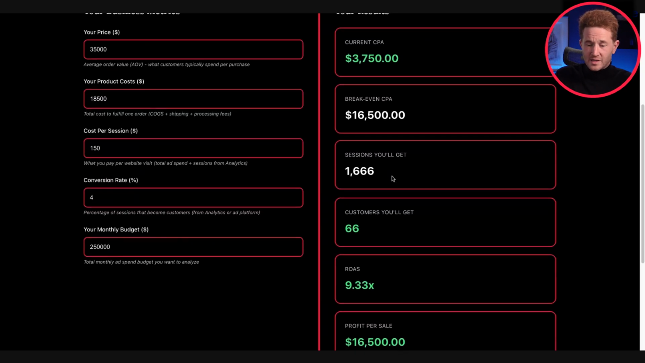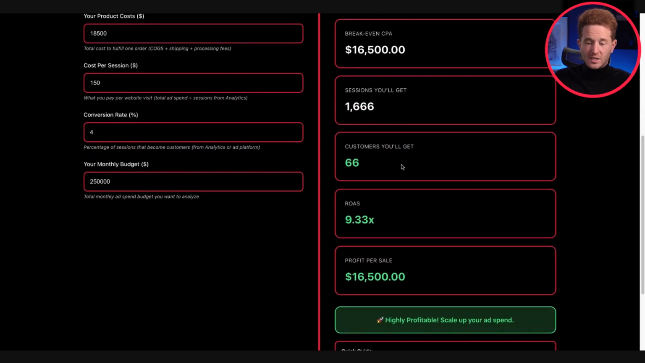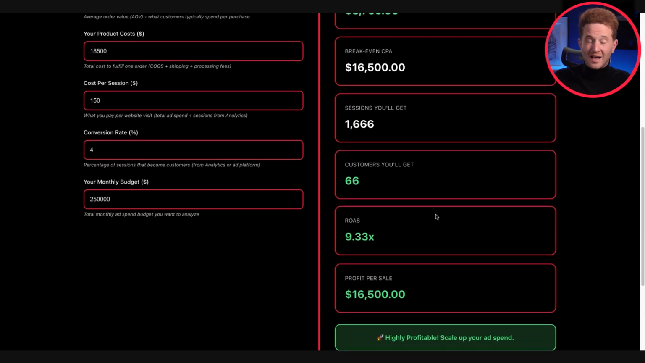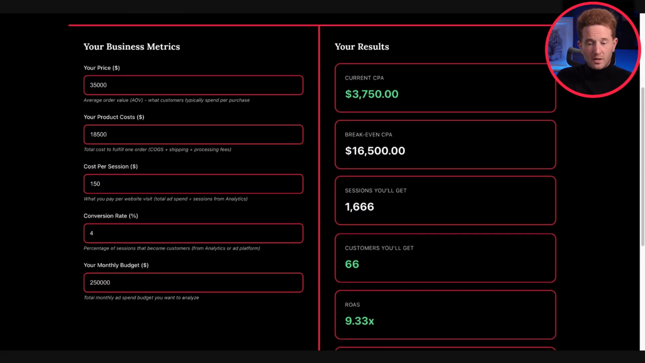We're going to get 1,666 sessions with a $250,000 budget and a $150 cost per session. We're going to get 66 new clients at a 9.33 ROAS. That means for every dollar we spend on Google or Meta or any of these platforms, I'm generating $9.33 in return at a $16,500 profit per sale. Wonderful, right? This is good.